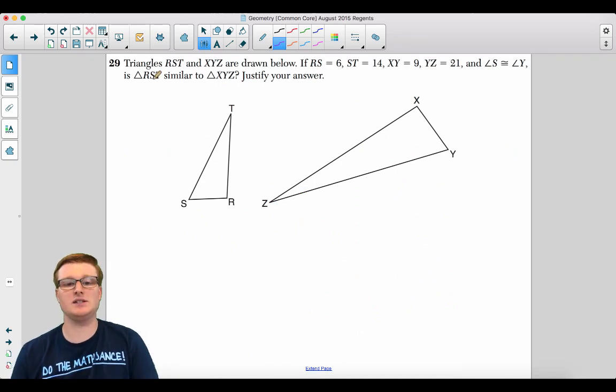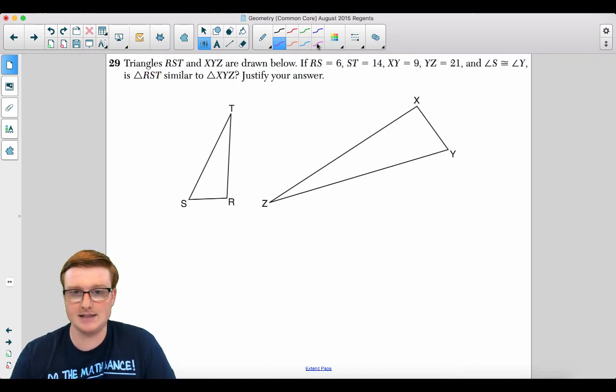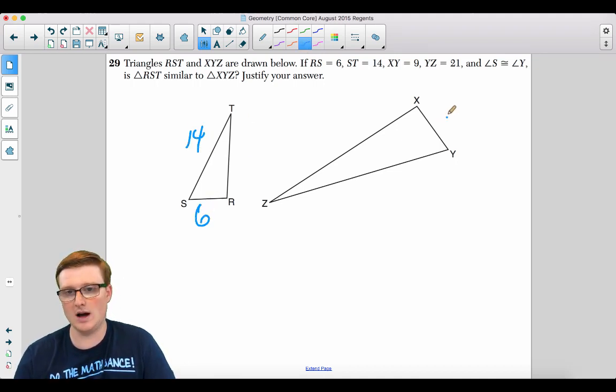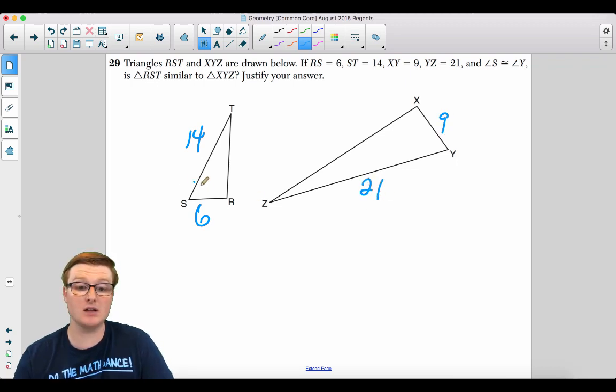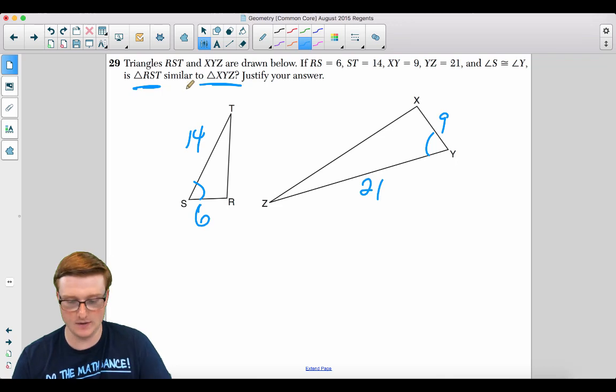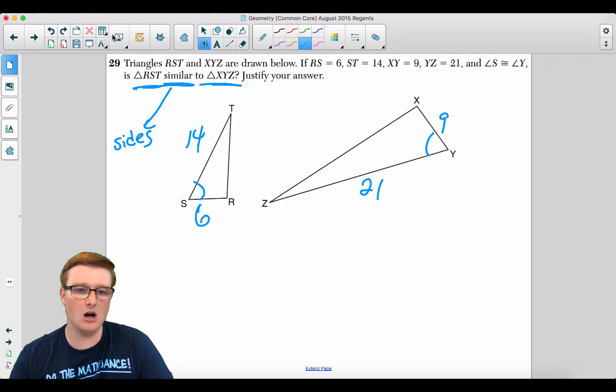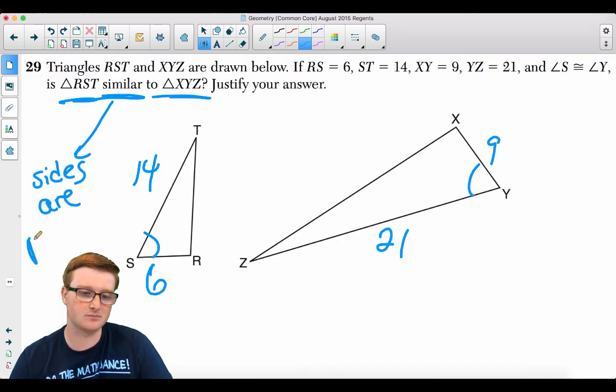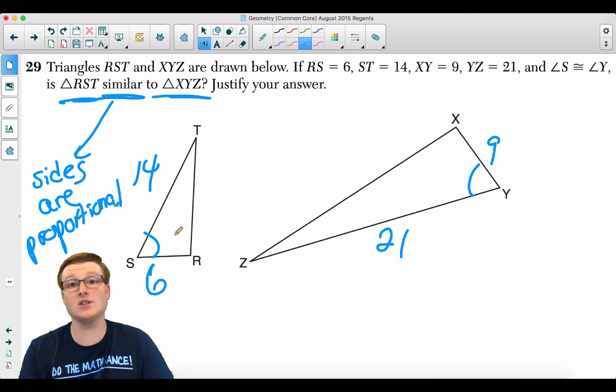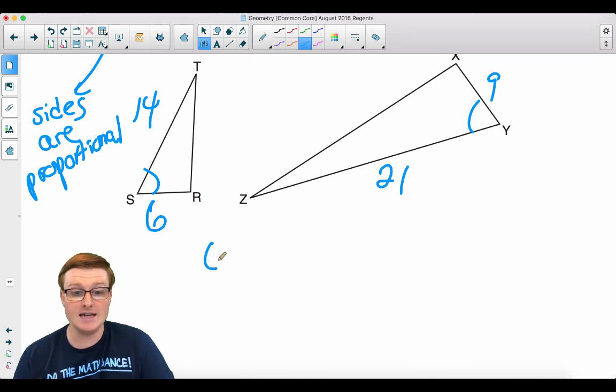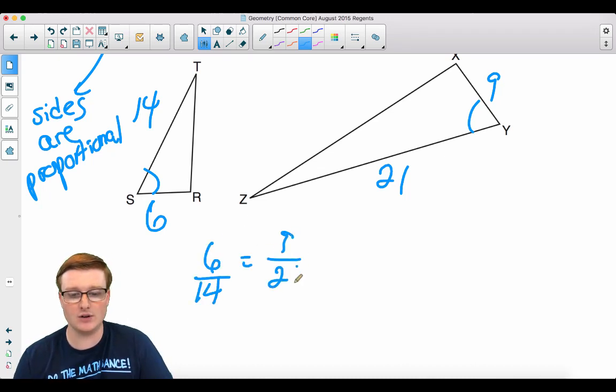Triangles RST and XYZ are drawn below. If RS is 6, ST is 14, XY is 9, YZ is 21, and the measure of angle S is congruent to the measure of angle Y, is triangle RST similar to triangle XYZ? Justify your answer. Well, if they're similar, then the sides are proportional. So are these 2 pairs of sides proportional to each other? Well, let's set up a proportion. Is 6 over 14 equal to 9 over 21?